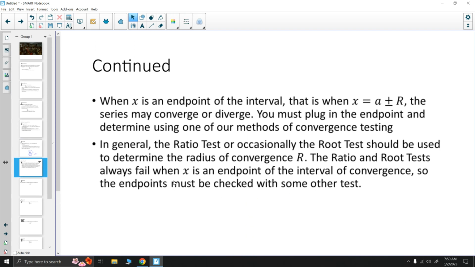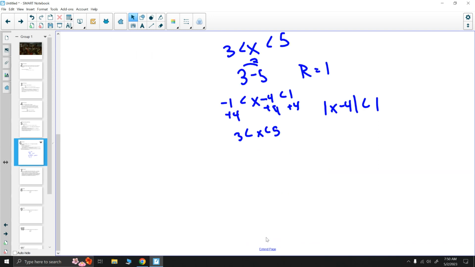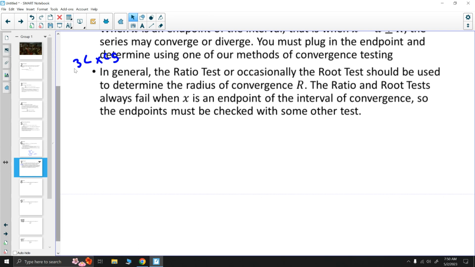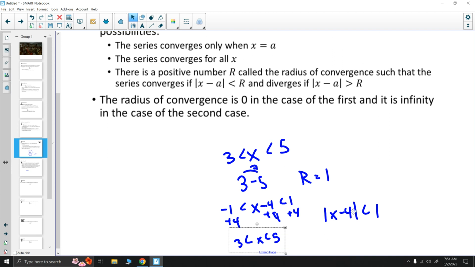So when x is an endpoint of the interval, that is when x equals a plus or minus r, or basically going back to our example here, we know that if we can show that it converges between 3 and 5, the problem is that the root test and the ratio test tell us absolutely nothing about the endpoints. Going back to what we were just doing here, the idea, if you remember, of the ratio test is we take a sub n plus 1 over a sub n, and we take the absolute value, and it's less than 1. That's why something like this would be less than 1 here.